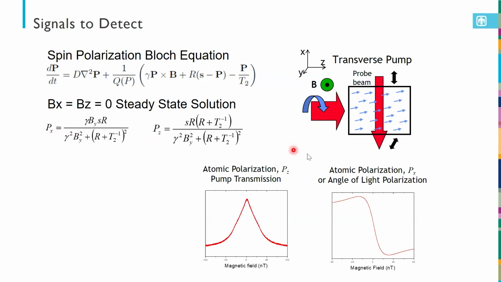And so if we sweep a magnetic field from positive to negative around zero, and we look at how this polarization rotates, we'll get a signal that looks something like this. Right around zero field, we get this nice linear slope where we can make a magnetic field measurement.